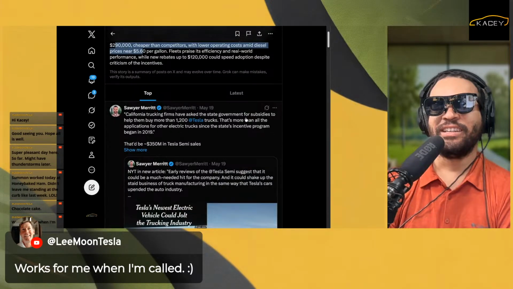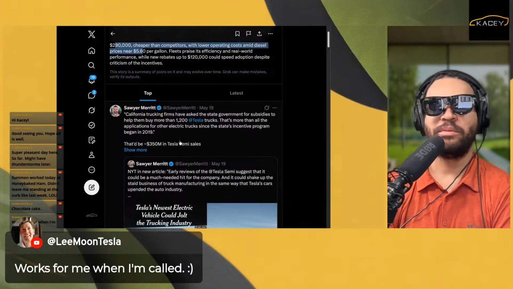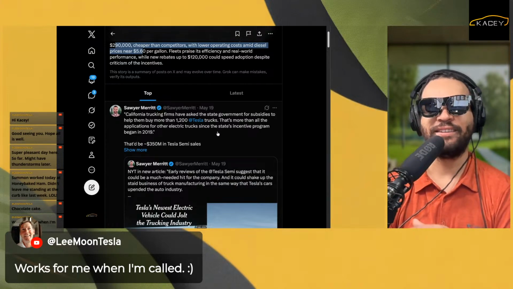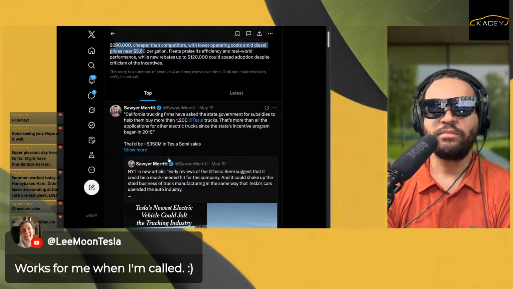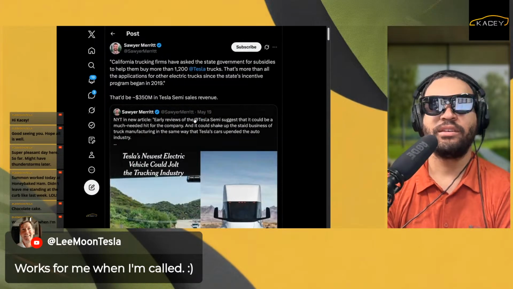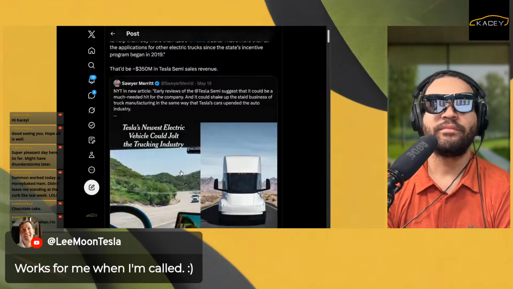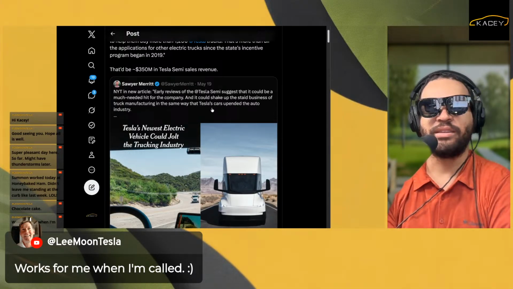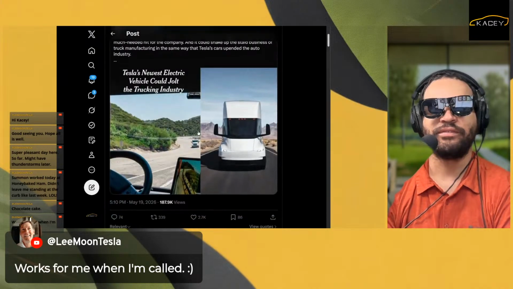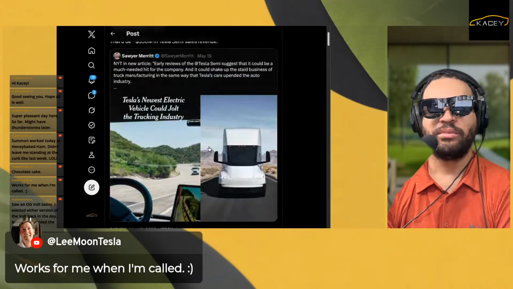California trucking firms have asked state government for subsidies to help them buy more than 1,200 Tesla trucks. That's more than all applications for all other trucks since the state's incentive program began in 2019. That'd be $350 million in Tesla Semi sales revenue. New article. Early reviews of the Semi suggest it could be the much needed hit for the company. It could shake up the staid business of truck manufacturing in the same way that Tesla's cars upended the industry. Yeah, probably.